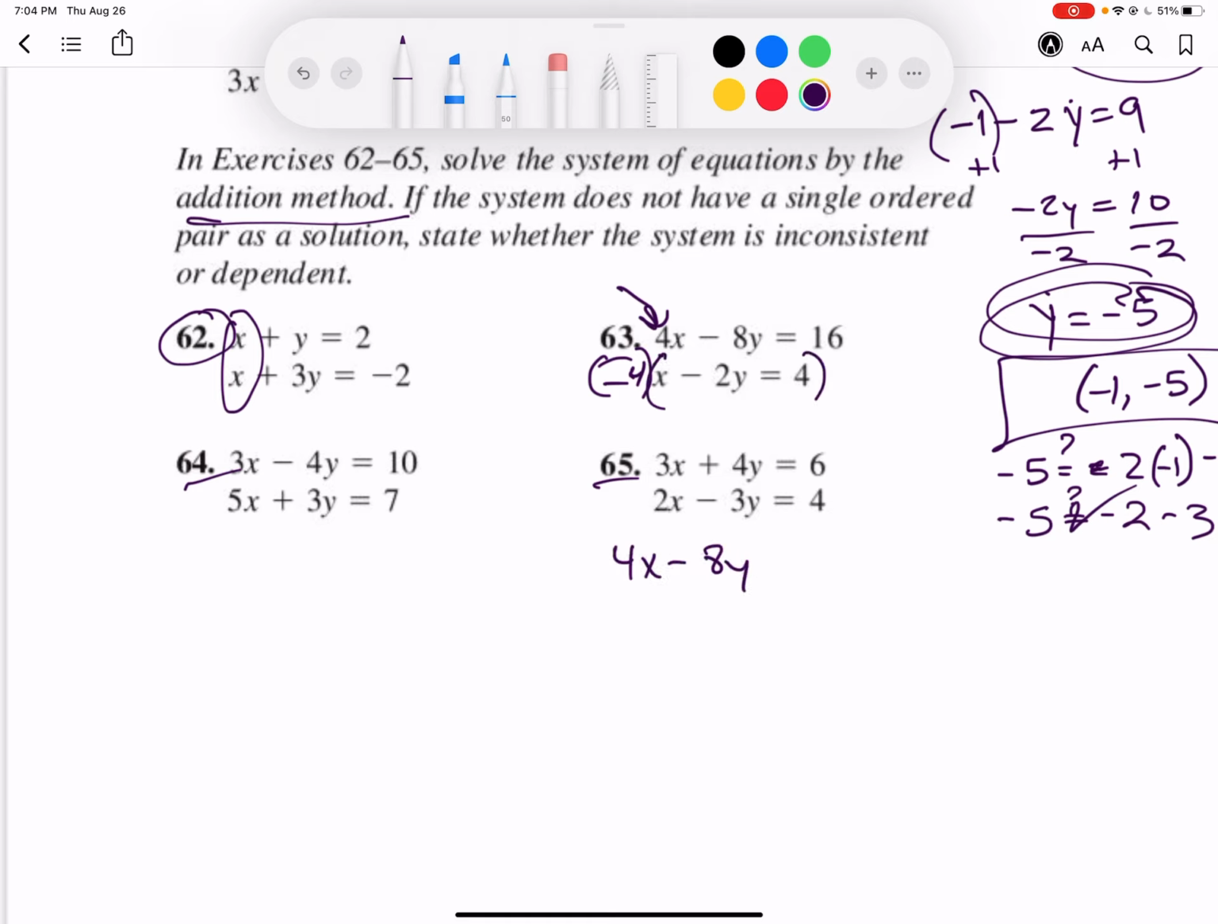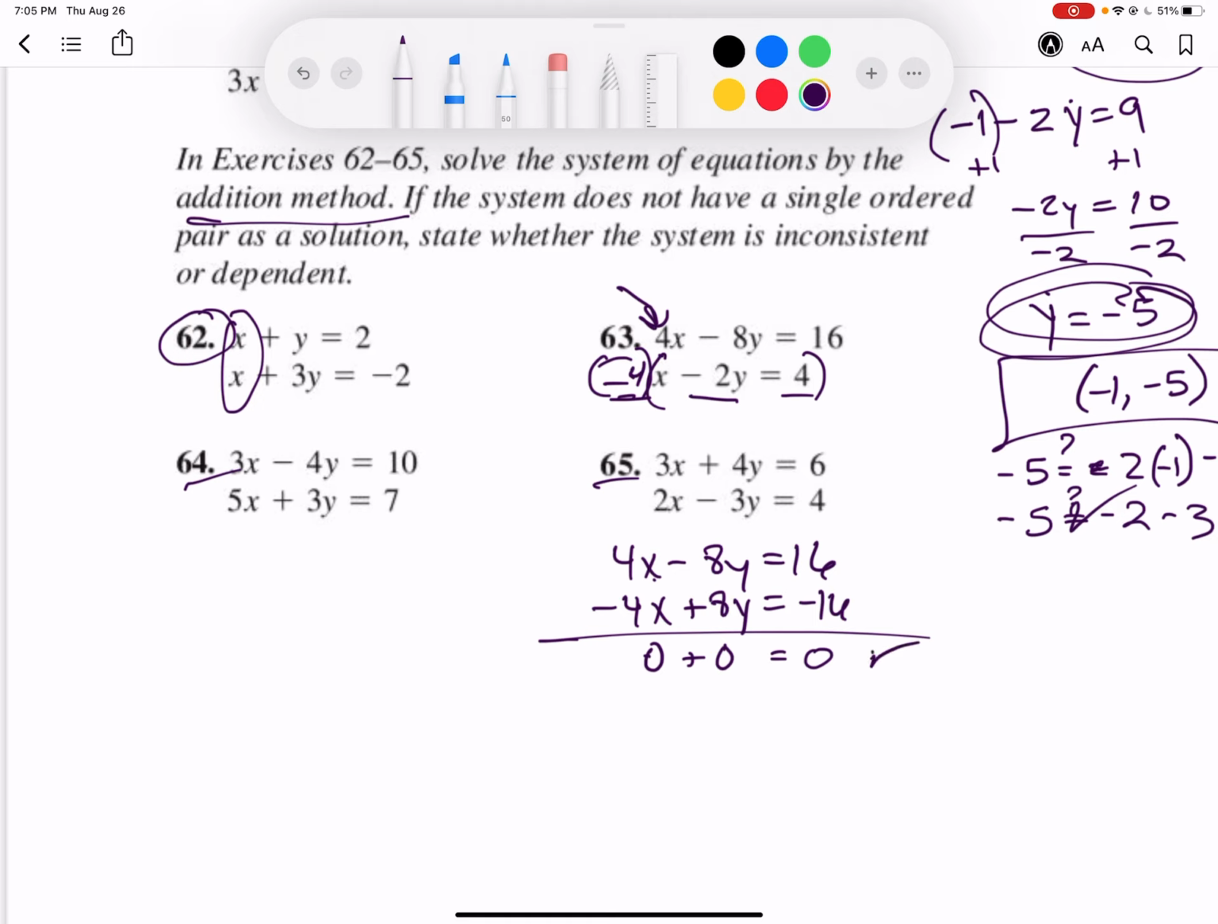Let me rewrite the first one. And then we've got negative 4x. Negative 4 times negative 2y is going to give us a positive 8y. And a negative 4 times a positive 4 is going to give us a negative 16. So now we can go ahead and add this up. We're going to get 4x plus a negative 4x equals 0. Negative 8y plus 8y also equals 0. And 16 plus a negative 16 also equals 0.